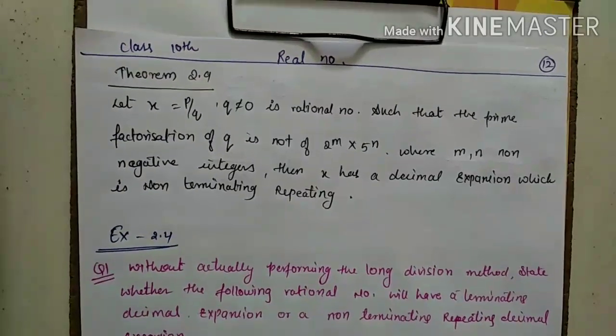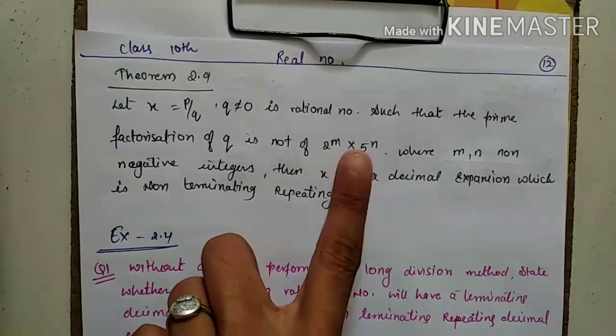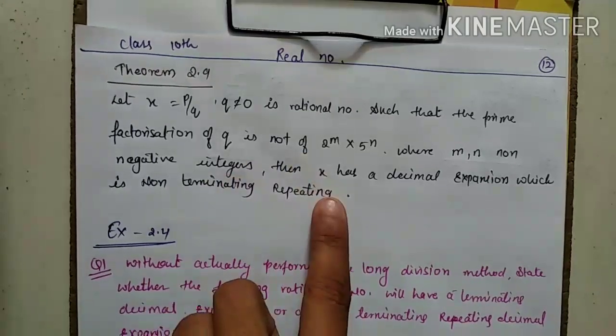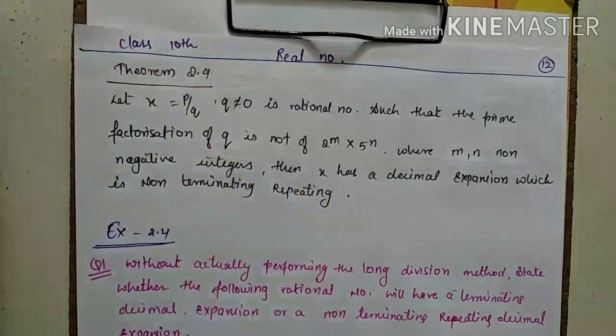Theorem 2.9. Let x equal p by q, q not equal to 0, be a rational number such that the prime factorization of q is not in the form of 2 power m into 5 power n, where m and n are non-negative integers, then x has a decimal expansion which is non-terminating and repeating. Are you getting it? If it is not in the form of 2 power m into 5 power n, then you can say that the number is non-terminating and repeating. Is it clear? So these 3 theorems are used in exercise 2.4.